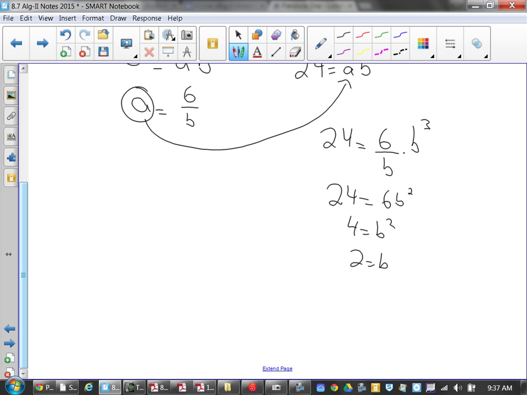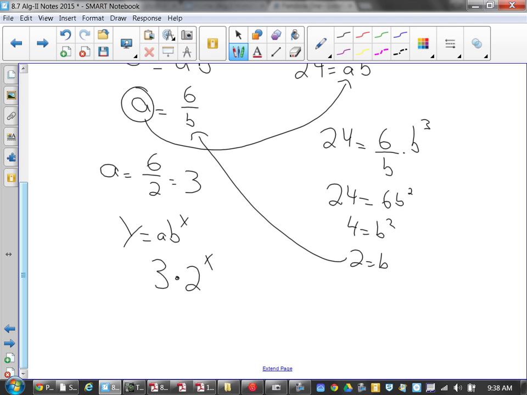Okay. So now you figured out what your b value is. What do you do to find a? You plug it back in. So a is 6 over 2, which is 3. That means your function that goes through these two ordered pairs, y equals a b to the x, would be 3 times 2 to the x. Remember, the b value has the exponent. The secondary term is the one that's raised to the exponent. It's a times b to the x.